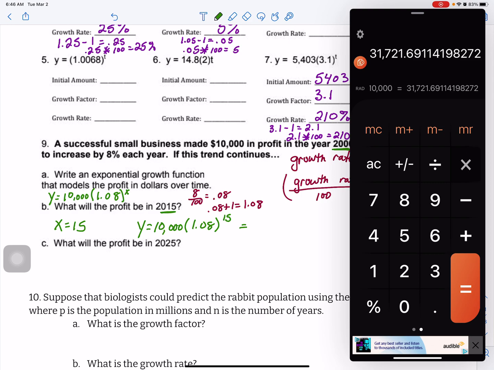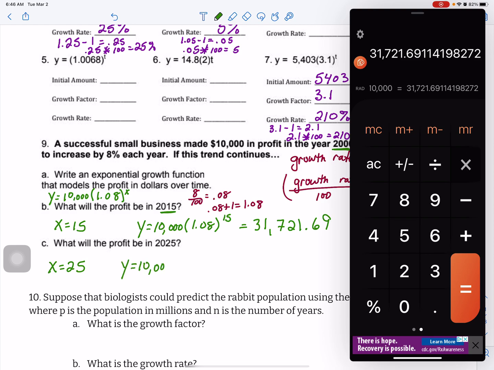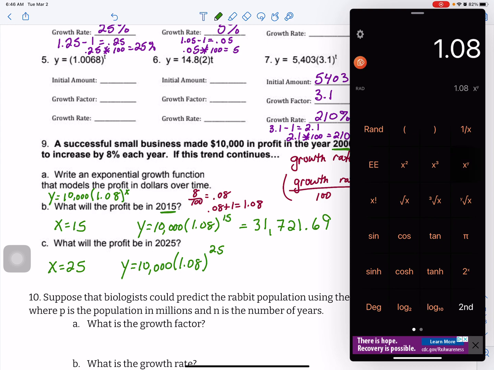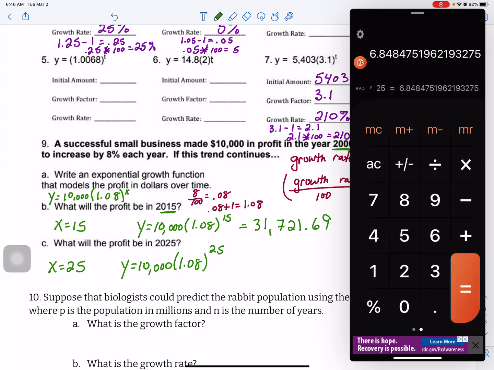So that would mean in 2015, it'd be $31,721. It's money, so I'm going to keep it 2 numbers after the decimal point. In 2025, X would equal 25 because we're just looking at how many years from 2000. So the equation is similar. We're still using that 1.08, and I would do 1.08 to the power of 25 and multiply by 10,000.